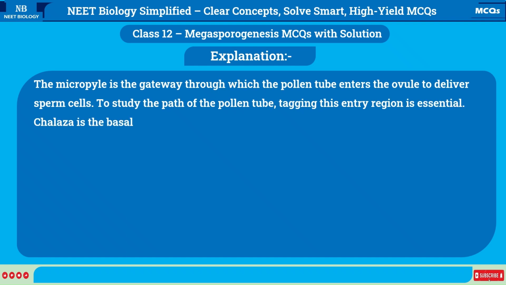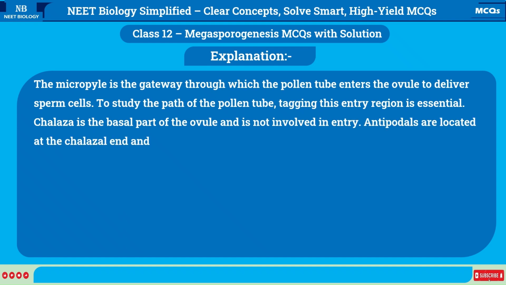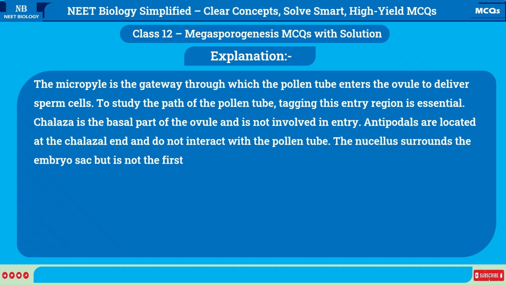Chalaza is the basal part of the ovule and is not involved in entry. Antipodals are located at the chalazal end and do not interact with the pollen tube. The nucellus surrounds the embryo sac but is not the first point of entry. Therefore, the micropyle region is the correct target for fluorescent tagging.